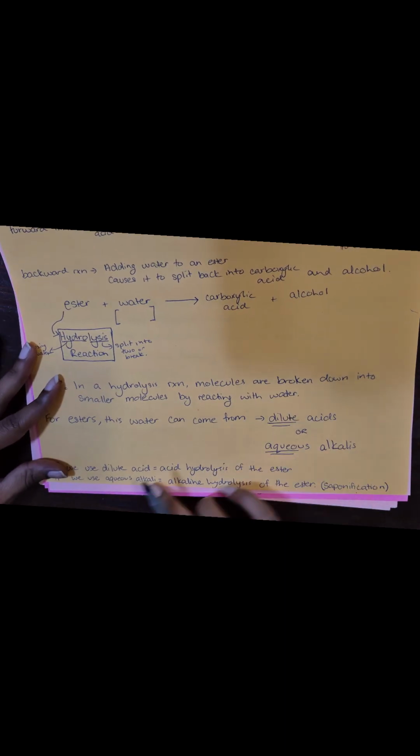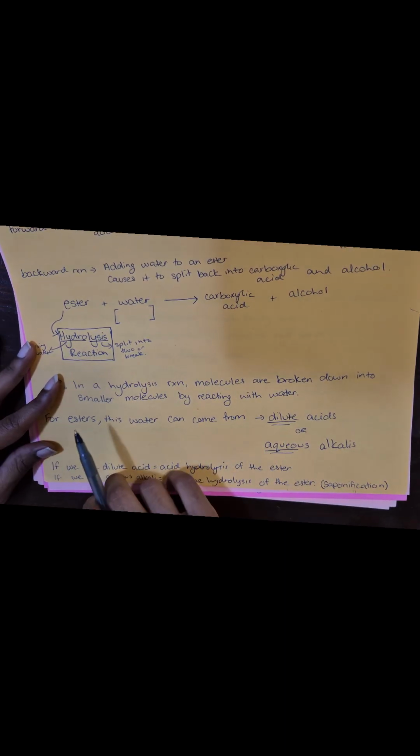Another name for alkaline hydrolysis could be saponification. And you will see why very soon. Hint, it has to do with soap. So saponification would be alkaline hydrolysis. Acid hydrolysis would just be acid hydrolysis.